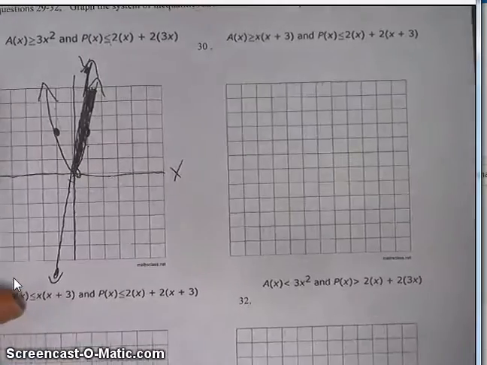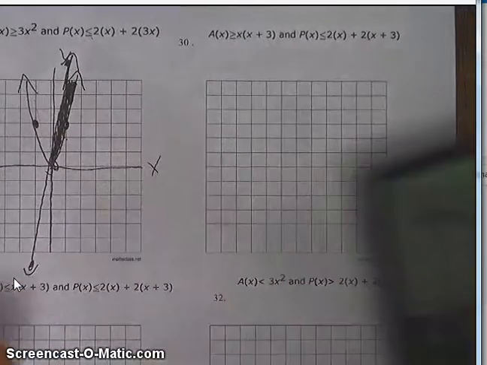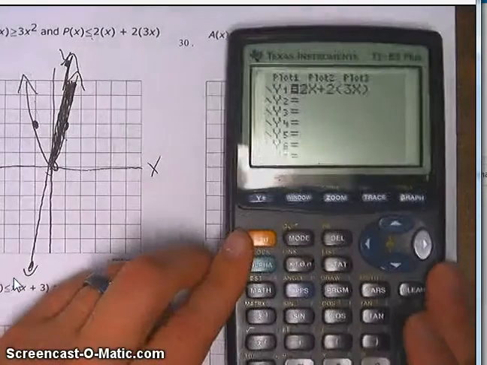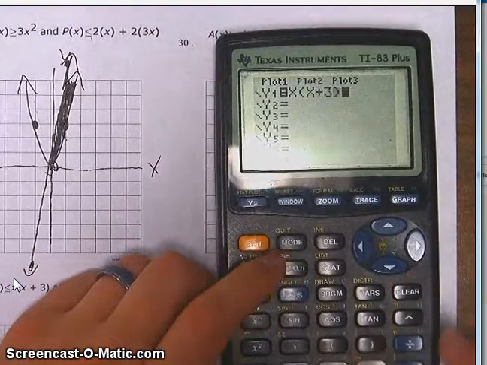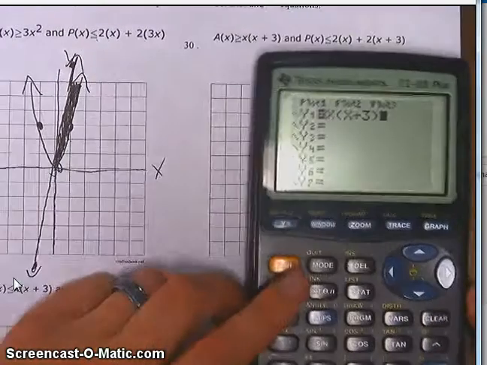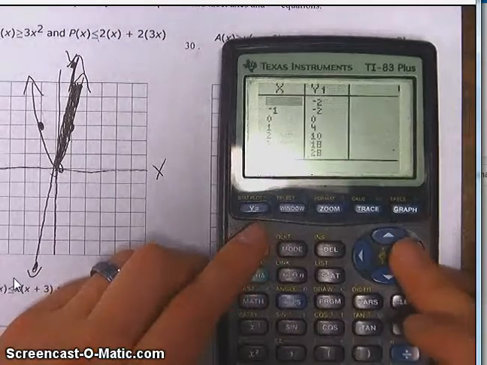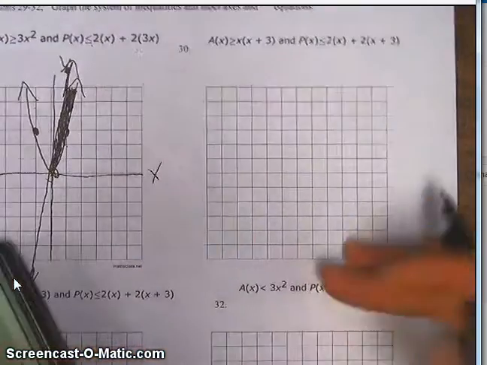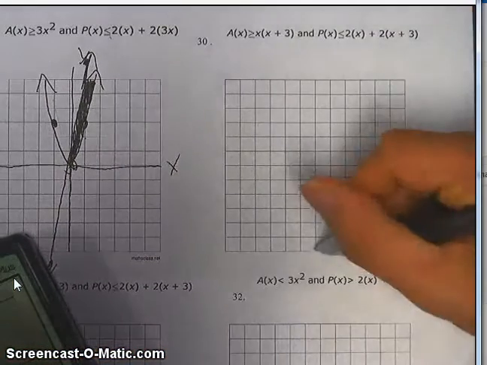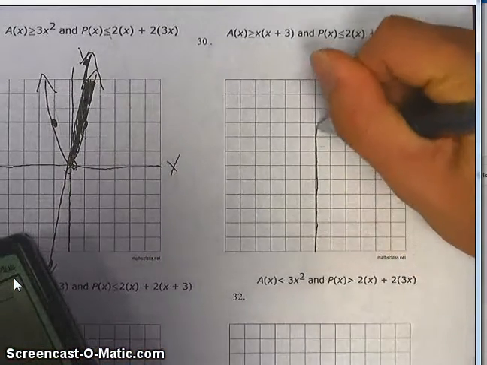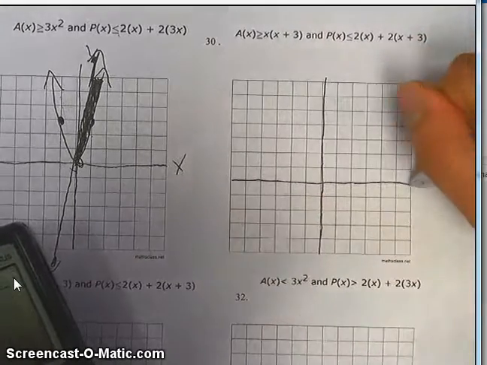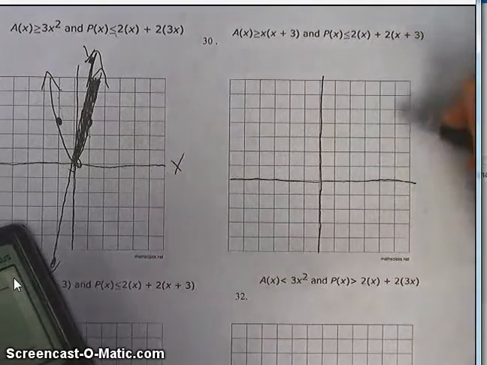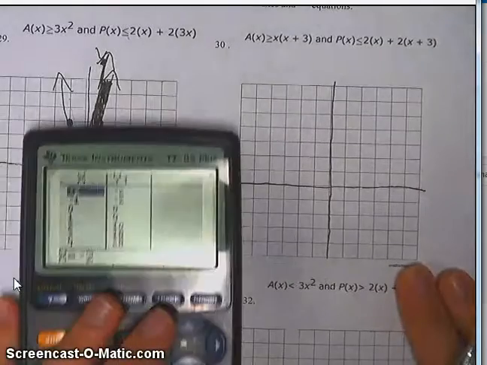Let's try this next one using the same methodology. We'll start with y equals x times x plus 3. Notice I haven't done any algebra. I'm just typing it in exactly as the equation's given to me. And this looks like, oh, I should draw my axes. And so x plus 3, I'm just going to grab some points here.